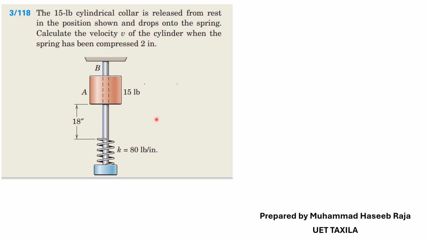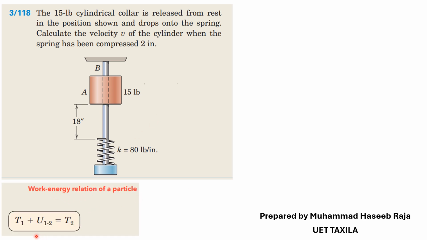First of all, let's go over the formulas we use in this numerical. The work-energy relationship of a particle: initial kinetic energy plus work done by the collar and the spring is equal to the final kinetic energy. And for the spring, the work done equation is given like this. x1 shows the distance when the spring is not compressed, and x2 shows when the spring is compressed. Like in this problem, x1 is equal to 0 and x2 is equal to 2 inch.